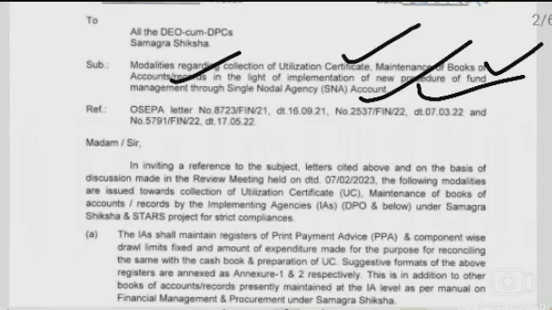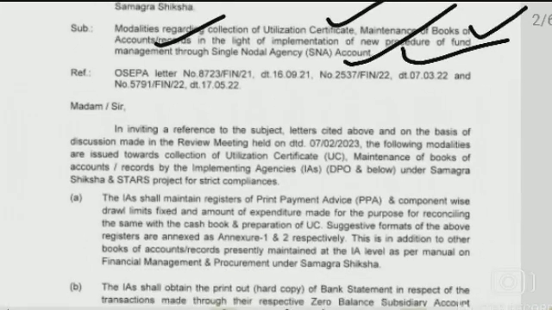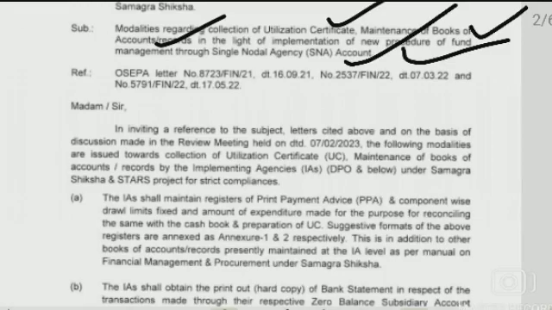After that, whatever payment you have made for purchasing anything, or for running school activities, or for labor payment, you will have paid through that nodal account, that is the zero balance account. So here, how do you have to submit the UC, as the academic year has already finished on March 31st? How will you submit the UC?